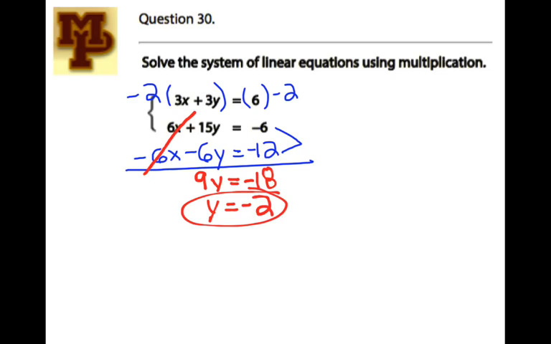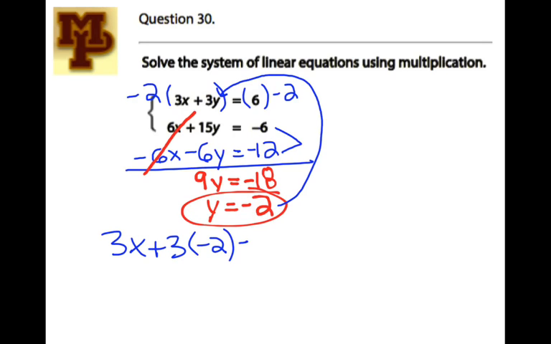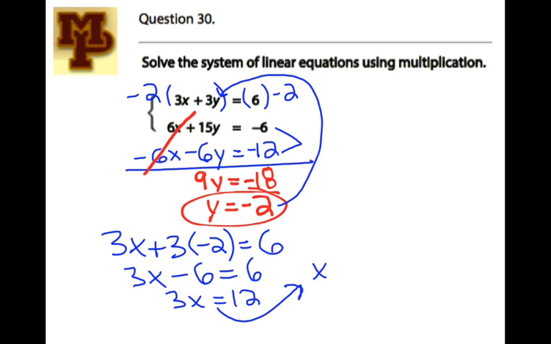So I would maybe put it into the top equation where there's a y. Okay? So that's going to be 3x plus 3 times y equals 6. So that's 3x minus 6 equals 6. 3x equals 12. So x equals 4.